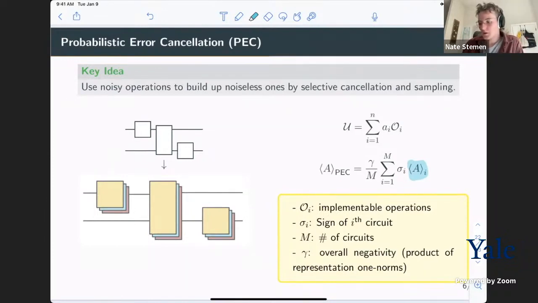This technique does require a good amount of work to use in practice, because you do need to know exactly what your implementable operations are, these O sub i's, and it's not always easy to know exactly what your computer can do, because just because you're asking it to do an H-gate, a Hadamard, doesn't mean it's actually doing purely a Hadamard, right? It might be doing a Hadamard with, 1% of the time, it also does a bit flip. And so you really need to drill down on what your implementable operations are, and that's not always easy to know.